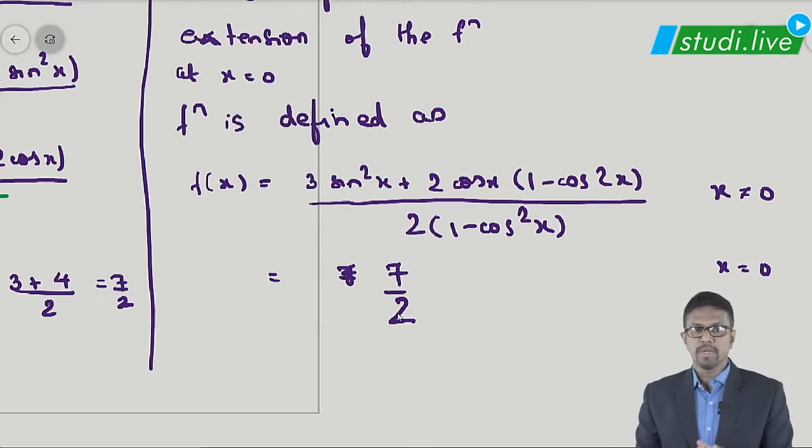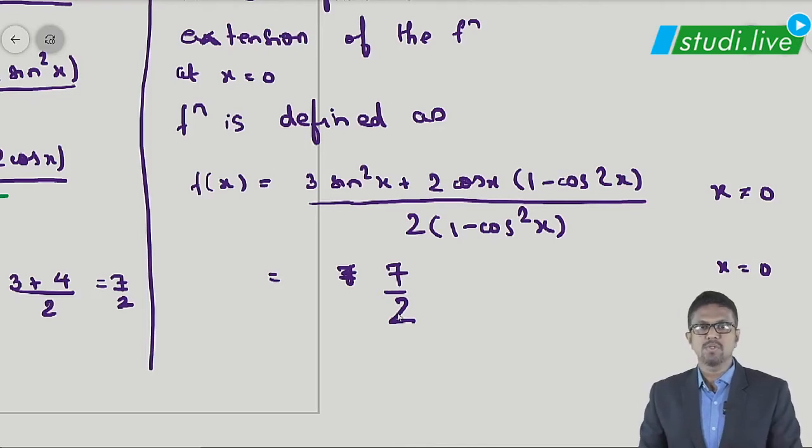So for the function to be continuous, it should be defined as the same function, but the function value at x equal to 0 should be defined as the limit value that is coming out to be 7 by 2. So hopefully this question is now clearly understood by everyone, how we can find a continuous extension of the function at the indicated point. So hopefully this question is clear. Let us now go to the next question.